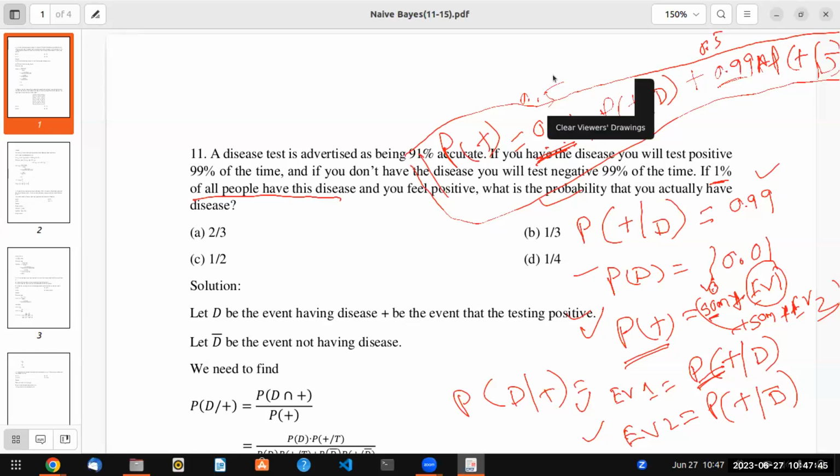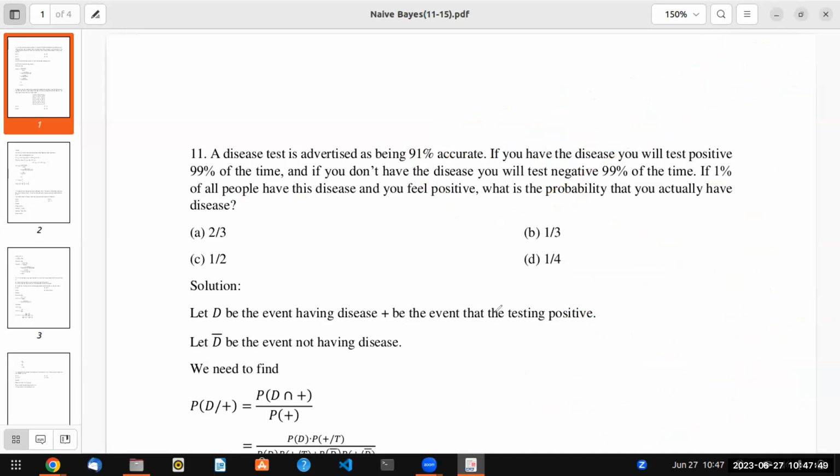Shall I repeat this one? Yes, sir. Okay, first of all, I'm going to write the formula for you. Excuse me, sir, can we take it another way? If the person has the disease, it is 99%, so automatically the person not having the disease will be 1%. Yes, that's how we're calculating. If 1% of people have the disease, that means 0.01. That means how many people don't have the disease? 0.99. Same thing you are saying.